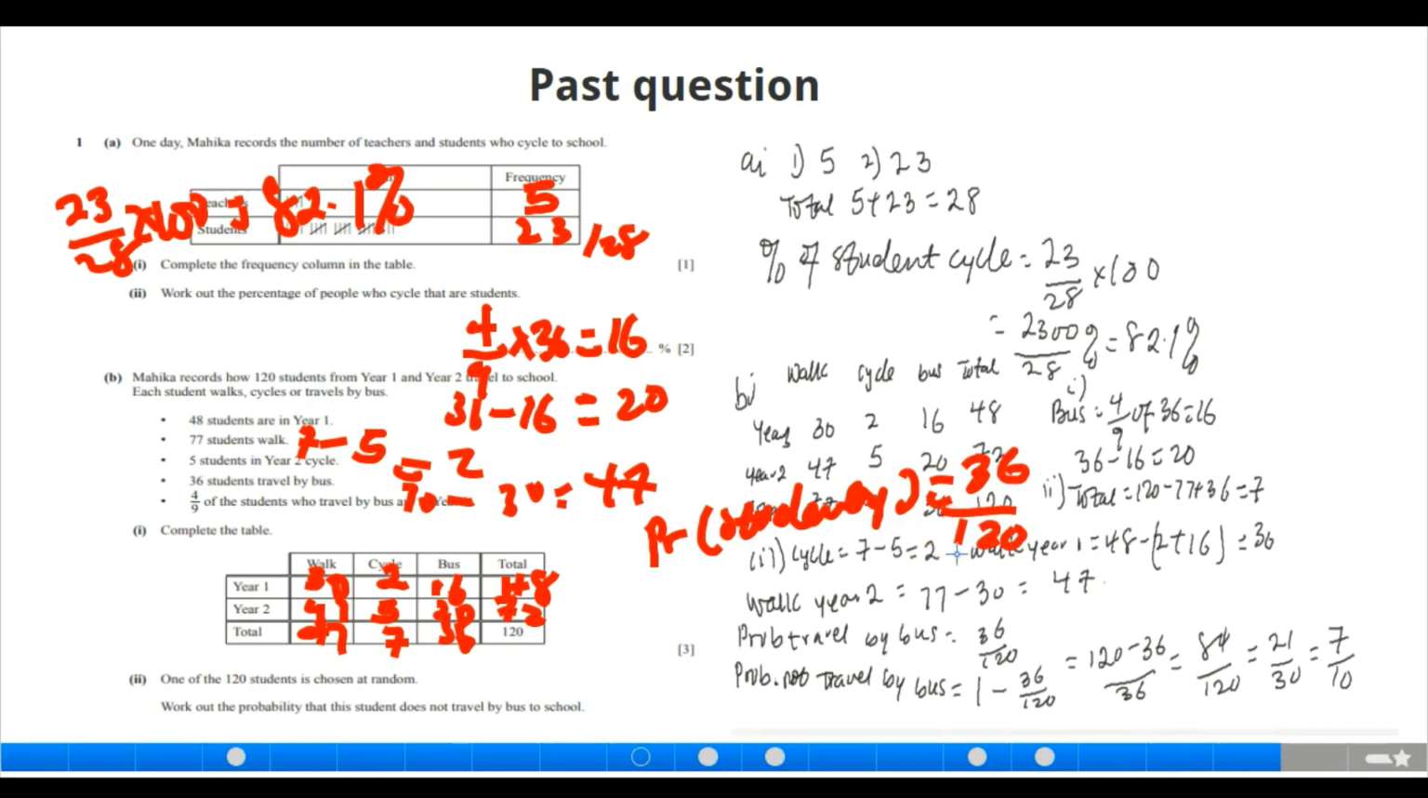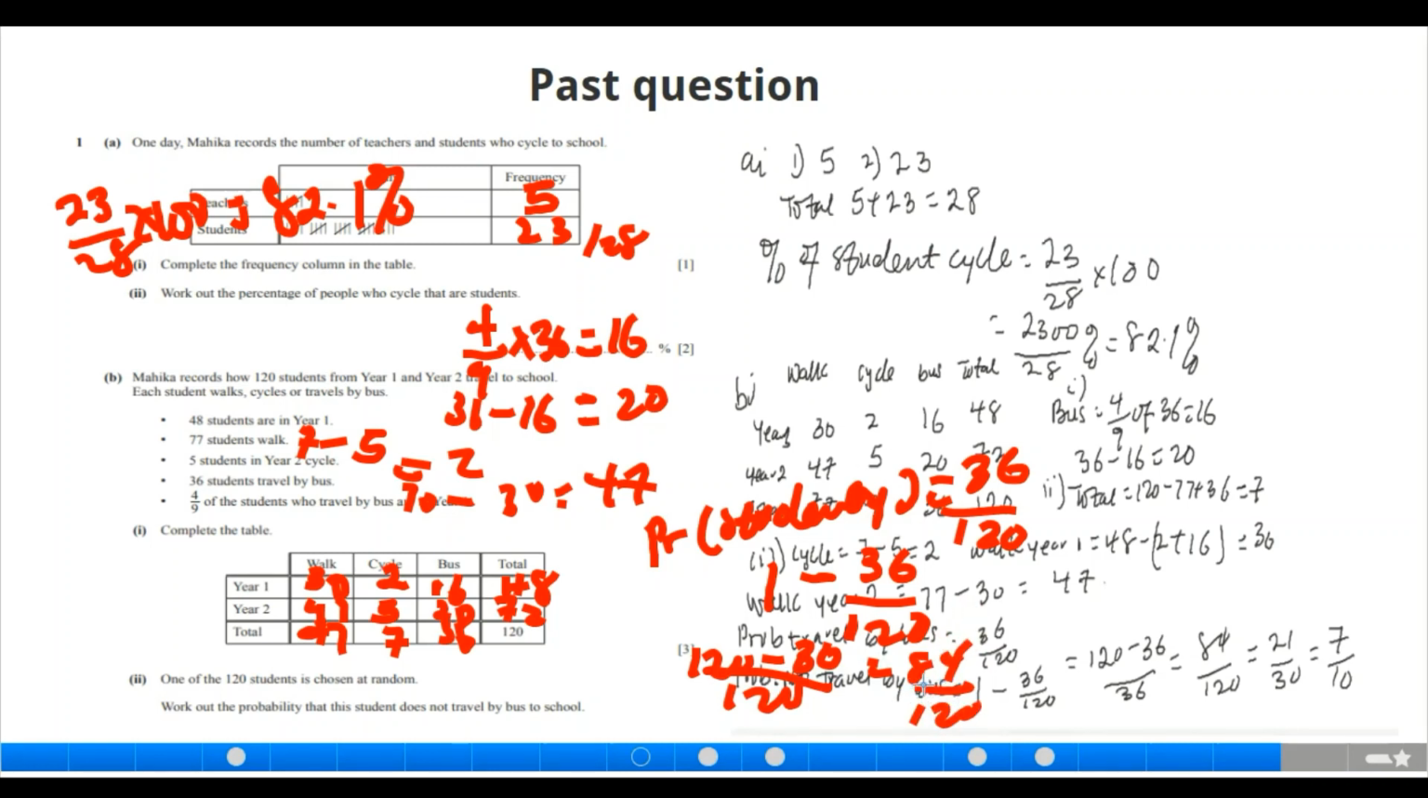We have treated probability before in our previous slide. So the probability that the student does not travel by bus is going to be 1 minus the probability that the student travels by bus, which is 36 divided by 120. So having gotten the LCM, it is going to be 120 minus 36 divided by 120, and that will give us 84 over 120.